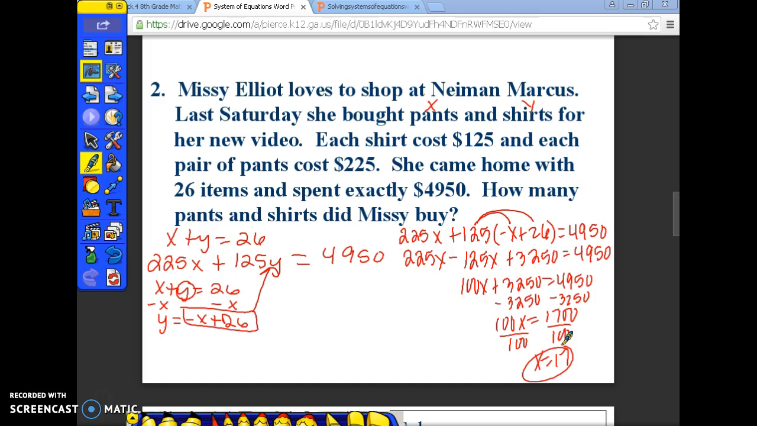So X represents pants. First thing I can write is she bought 17 pairs of pants. Plug X back in. 17 plus Y equals 26. Subtract 17 from both sides. Y equals 9.